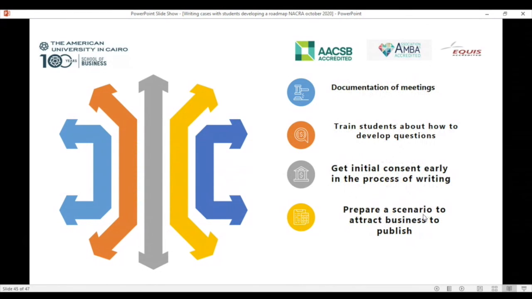Prepare a scenario to attract the business to publish. This is always the difficult part. They always ask, what's in it for me? So you must prepare a scenario for this.